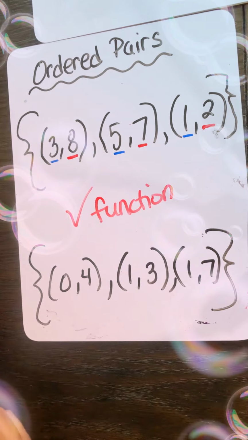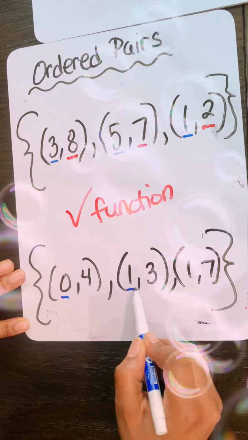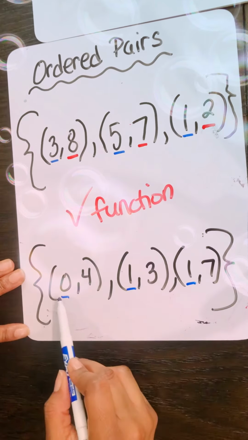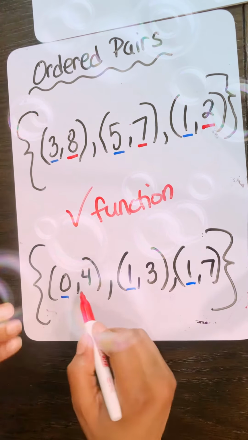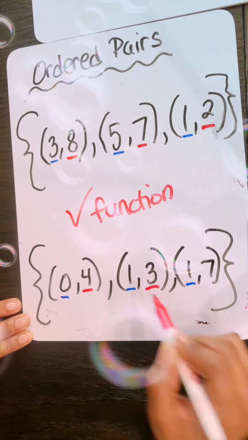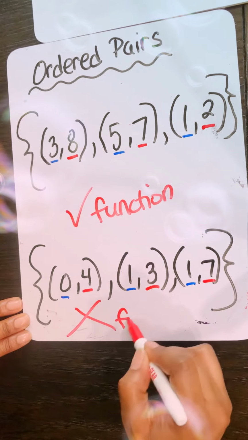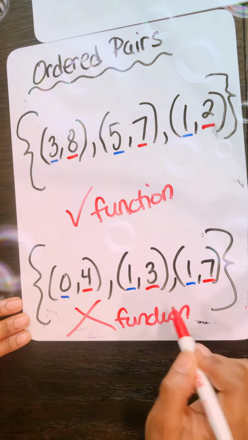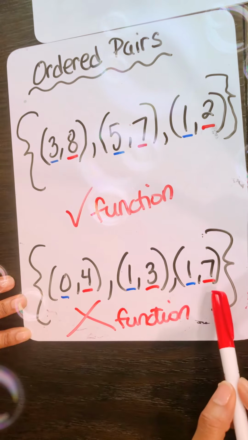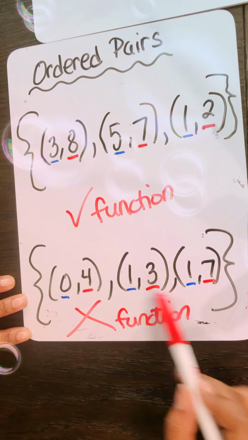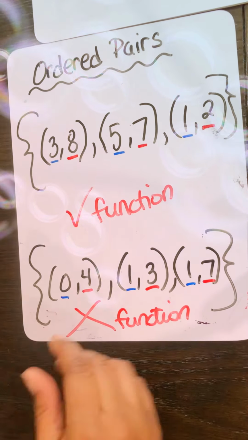Okay, so now we have a set of ordered pairs. We're going to look at all of our inputs. If you see here, we have an input of 0, an input of 1, and an input of 1. But if you look at your outputs, 0 goes with 4, but then 1 goes with 3, and then here it goes with 7. This is not a function because you cannot have different outputs for the same input. Okay, so this is ordered pairs being represented as a function.